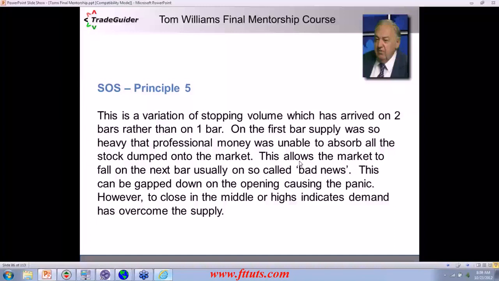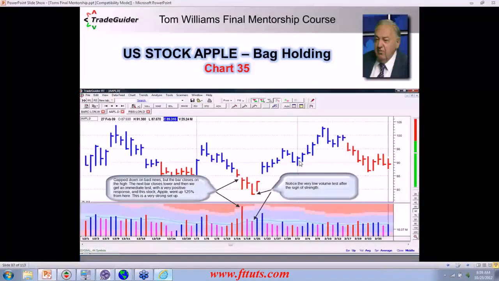Okay. Principle 5. It's a variation of stopping volume which has arrived on 2 bars rather than 1 bar. On the first bar, supply was so heavy that professional money was unable to absorb all the stock or whatever was dumped onto the market. This allows the market to fall on the next bar, usually on so-called news. This can be gapped down on the opening, causing the panic. However, to close in the middle or highs indicates demand has overcome supply.